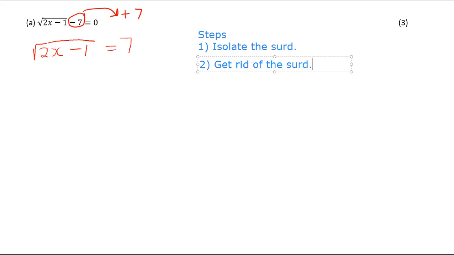Get rid of the surd. To get rid of the surd, if it's a square root, you square both sides. If it's a cube root, you cube both sides. If it's a fifth root, you raise both sides to the exponent of 5. I hope that makes sense. Here, because I'm dealing with the square root, I will simply square both sides.